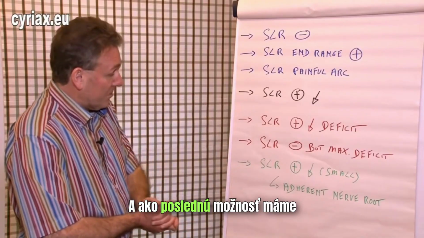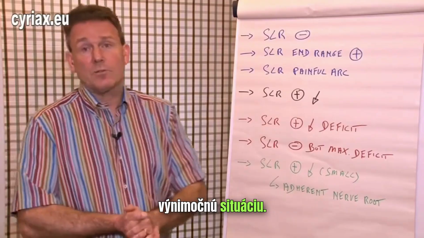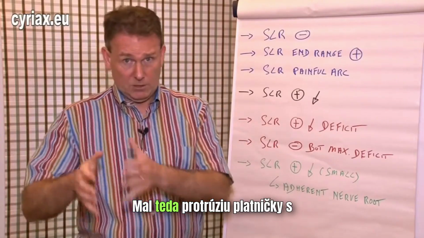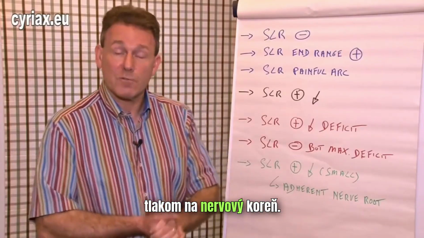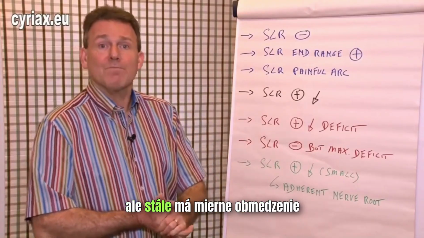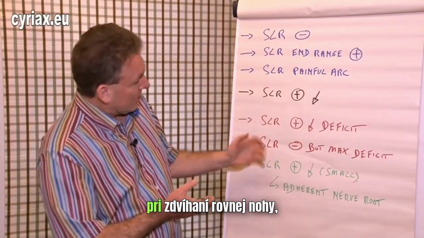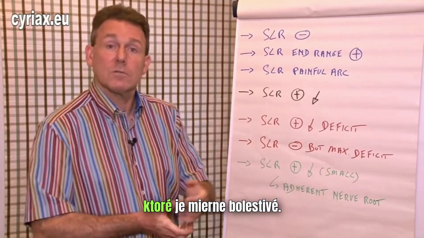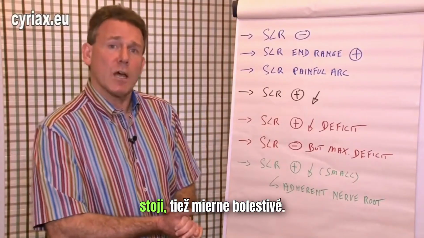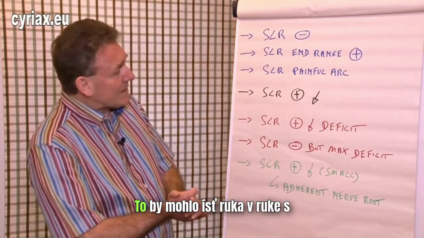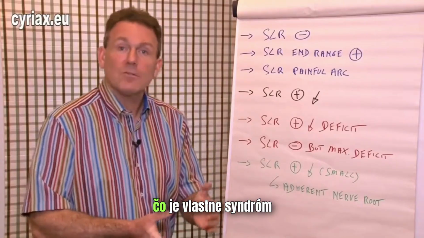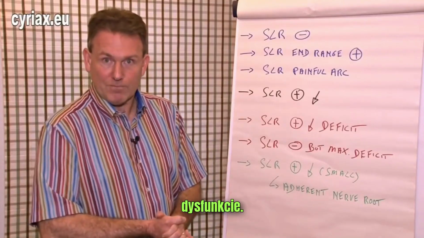And then we have, as a last option, an exceptional situation. Let's imagine the patient had a sciatica in the past, so he had a disc protrusion with pressure against the nerve root. He recuperated quite well from the sciatica, but he still has a slight limitation of the straight leg raise, slightly painful. Also slight limitation of flexion and standing, also slightly painful. That could go together with an adherent nerve root, which in fact is a dysfunction syndrome.